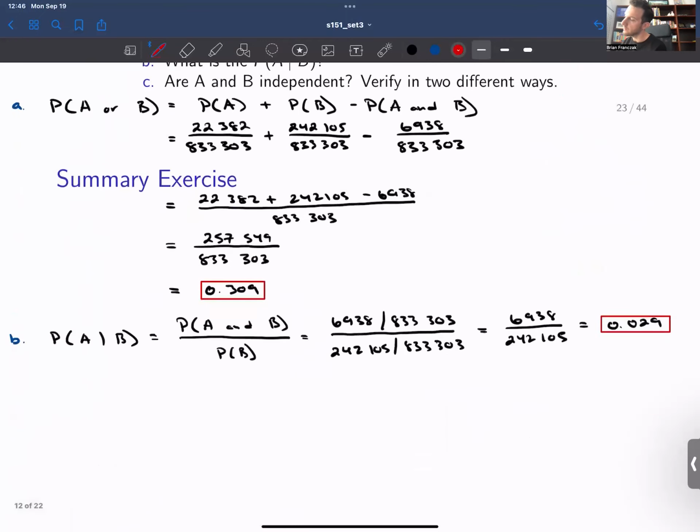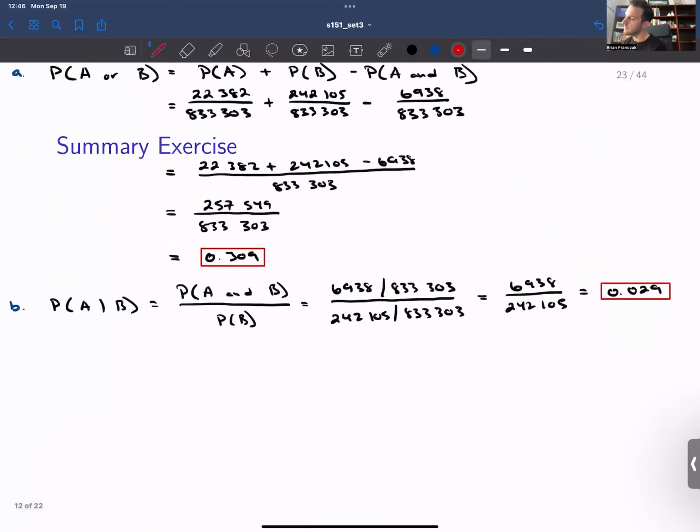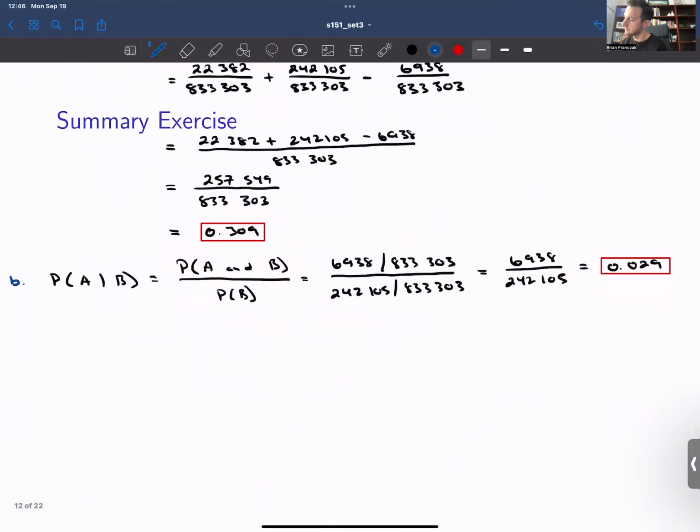Okay. Part C, are A and B independent? Verify in two ways. Okay, so recall, if two events are independent, then one of the three things are true.